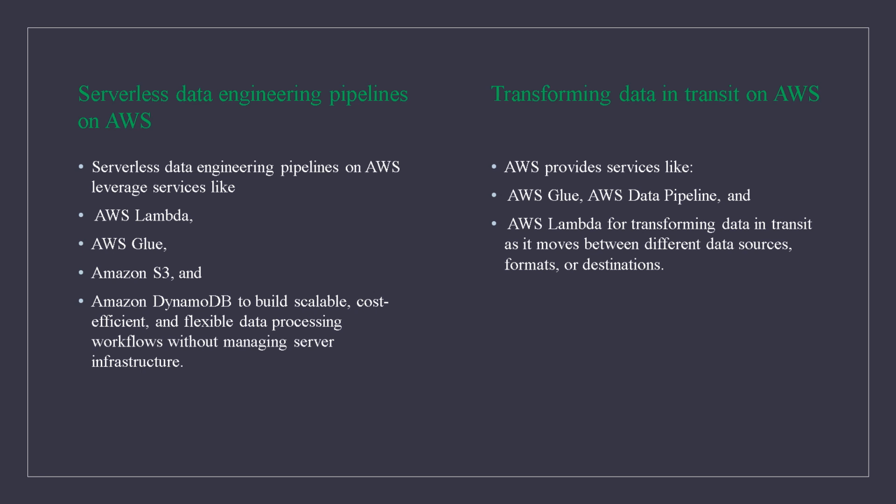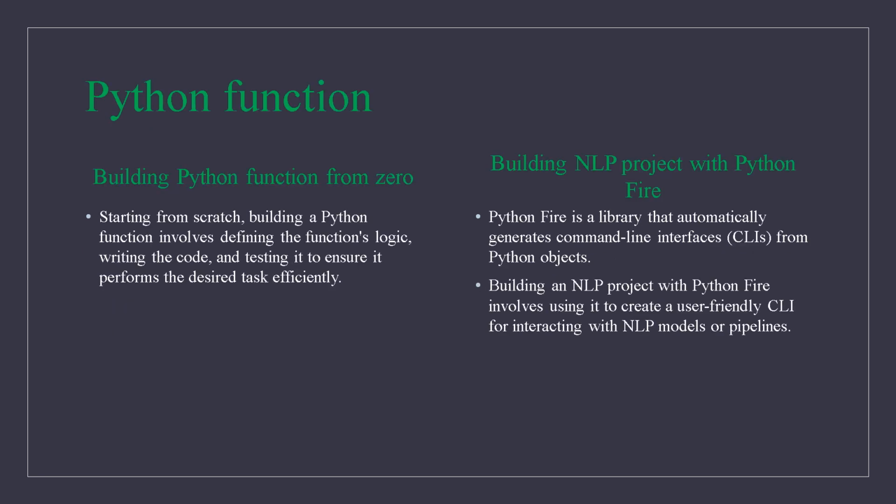We talk of transforming data in transit on Amazon Web Services. Amazon Web Services provides services like AWS Glue, AWS Data Pipeline, and AWS Lambda. And these allow transforming data in transit as it moves between different destinations. Then we move to the next.